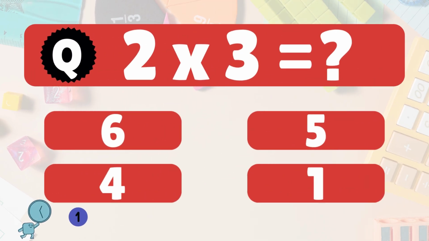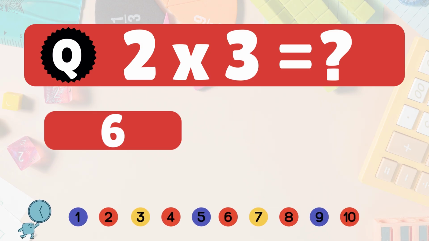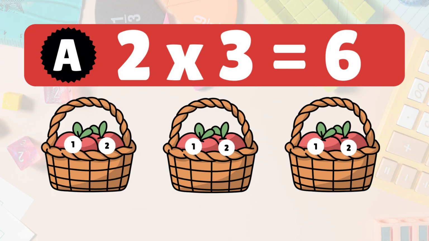Next, 2 times 3 is what? Two times 3 is 6. Here we have 3 groups of 2 apples each. Let's count them all. 1, 2, 3, 4, 5, 6. So, 2 times 3 is 6 apples.